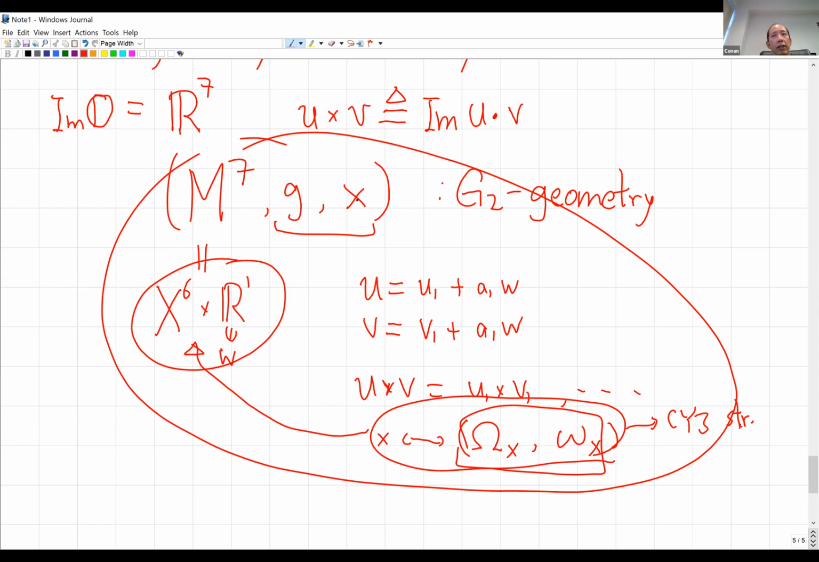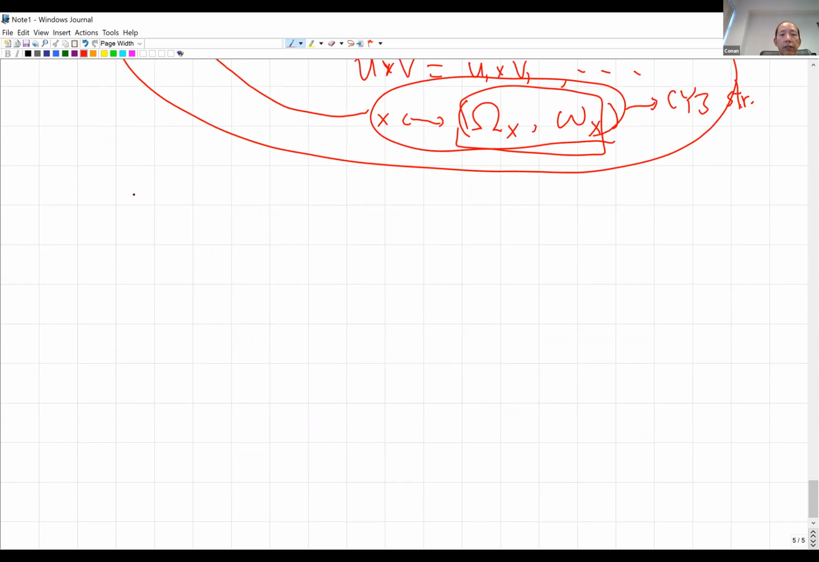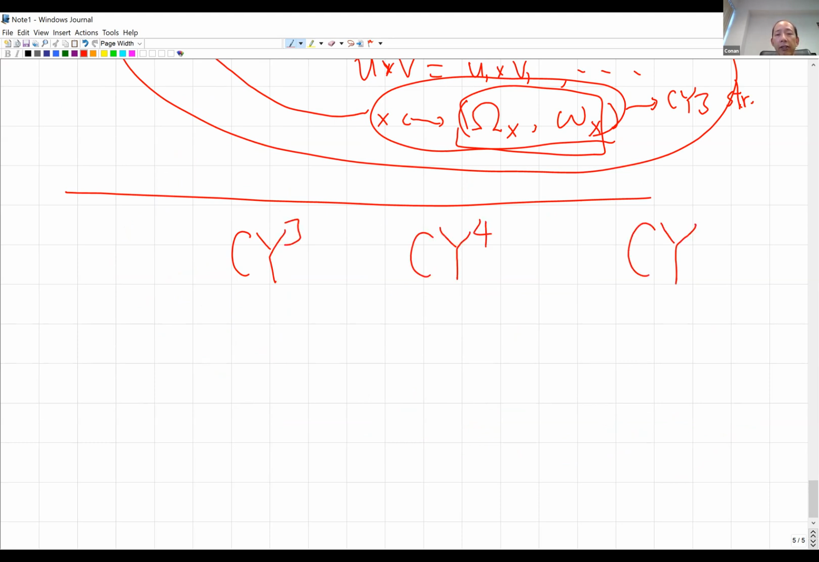Let me give an analogy here. If you have a Calabi-Yau 3 or Calabi-Yau 4, or any other Calabi-Yau n, these are complex dimensions 3, 4 and n. If you look at the symplectic geometry, the Lagrangian here will be of dimension 3, dimension 4, a half-dimensional submanifold in dimension n.